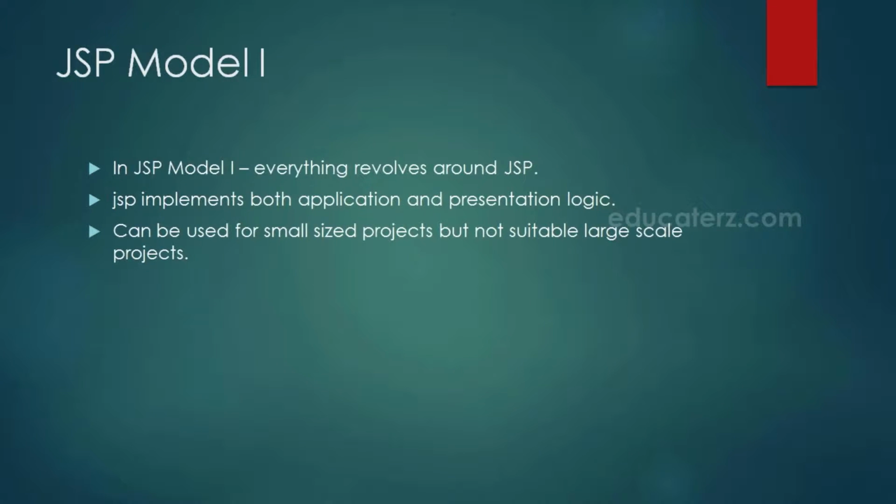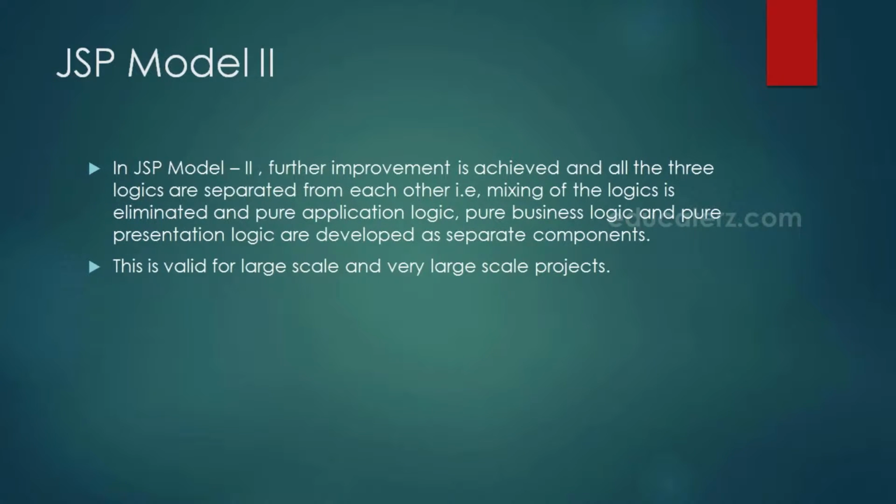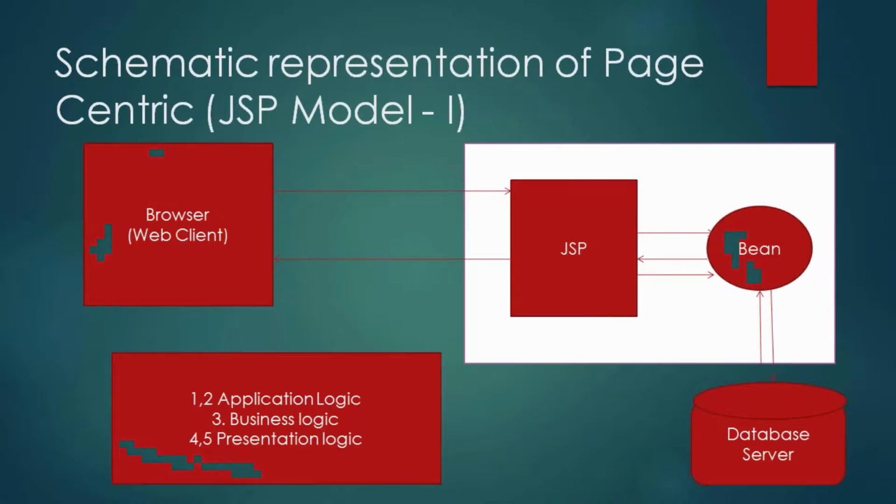In JSP Model 1, everything revolves around JSP. That is, JSP implements both application and presentation logic. And this type of application is used only for developing small size projects, but not for developing large scale projects. In JSP Model 2, all the three logics are separated from each other. That is, mixing of the logics is eliminated and we get pure application logic, pure business logic, and pure presentation logic developed as separate components. So this is valid for developing large scale and very large scale projects.